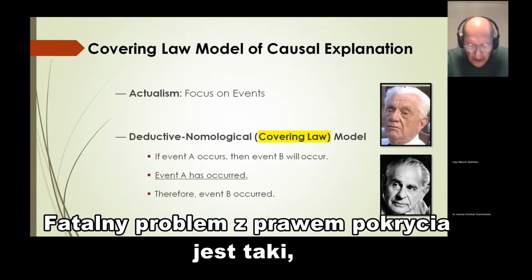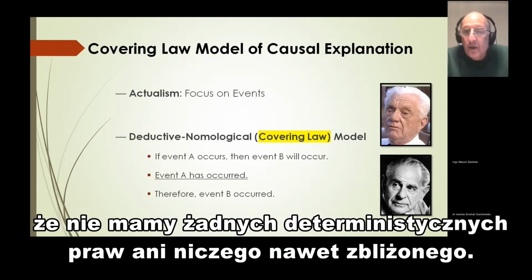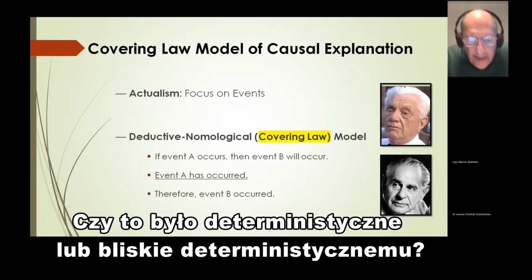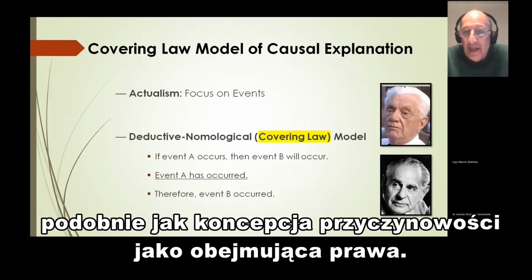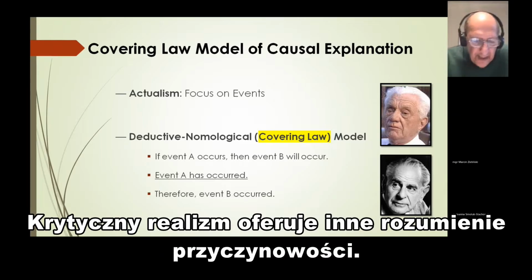The fatal problem with the covering law model is that we have no deterministic laws, nor anything even close. Without laws that are deterministic or closely deterministic, the covering law model is a failure, as is the conception of causality as involving laws. Critical realism offers a different understanding of causality.